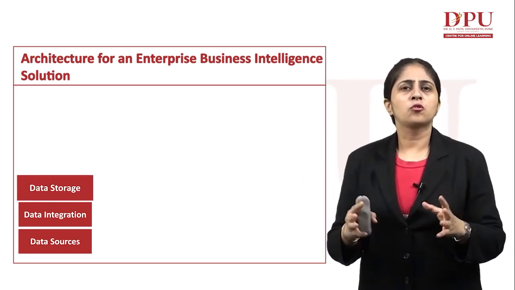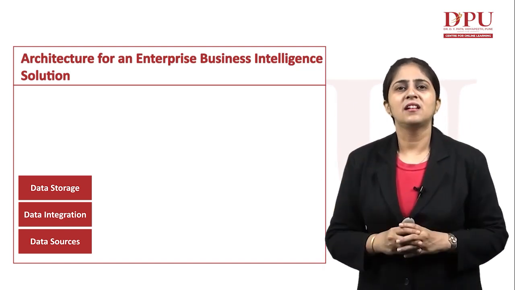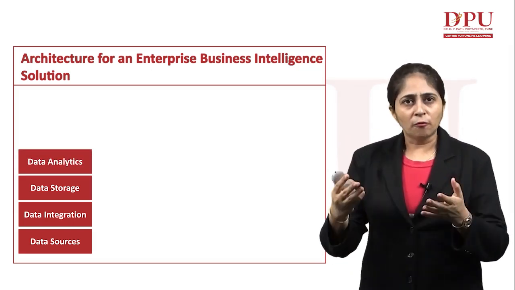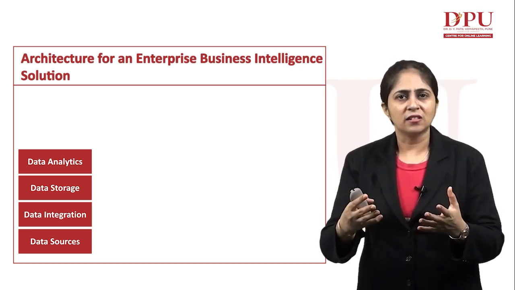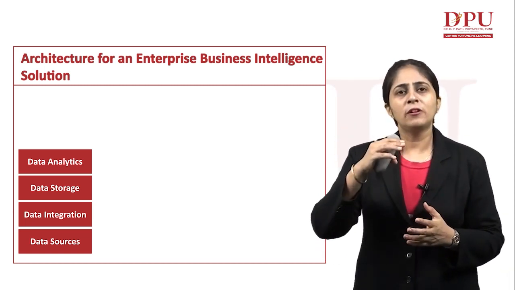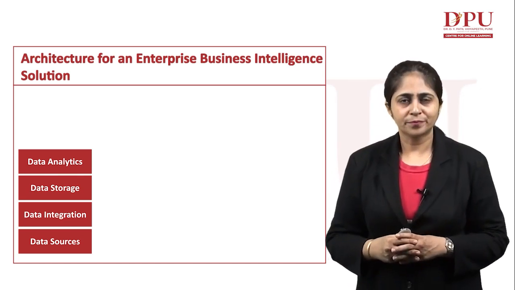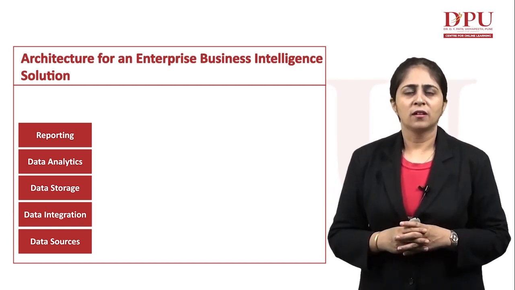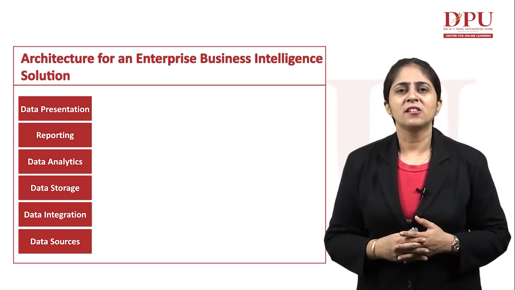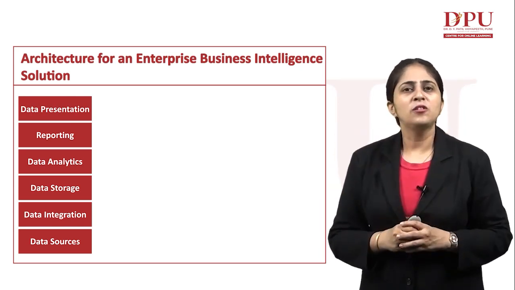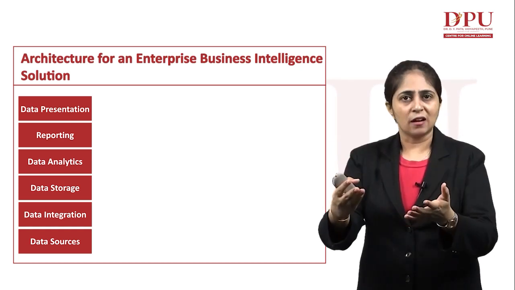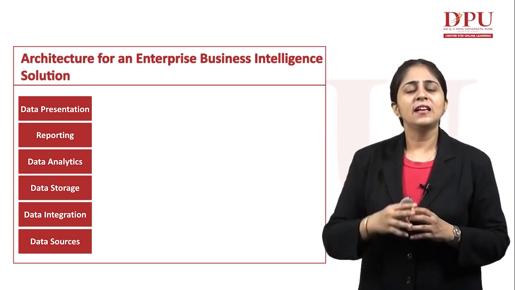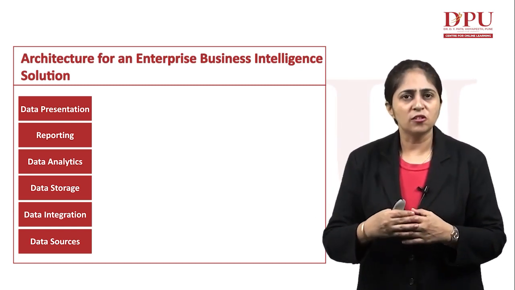Above that, we have data storage, where we are going to store this integrated data. Above that, the next layer will be data analytics, from where we are going to analyze the data using various tools. The next layer will be the reporting layer, where all the reports will be formed. And the topmost layer will be the data presentation layer, which will be assigned to the users so they can view the data in different forms of presentation. So these are the different layers of this enterprise business intelligence solution.